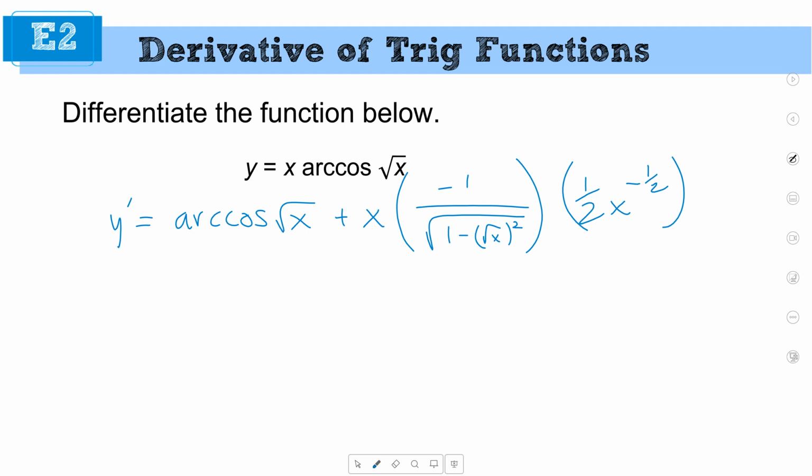This is the audience participation part of the program? Yes, okay, good. Because we're dealing with, instead of just dealing with x, we're dealing with a u. And that u is the square root of x.